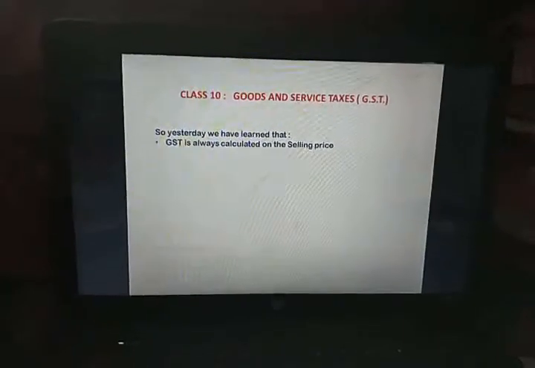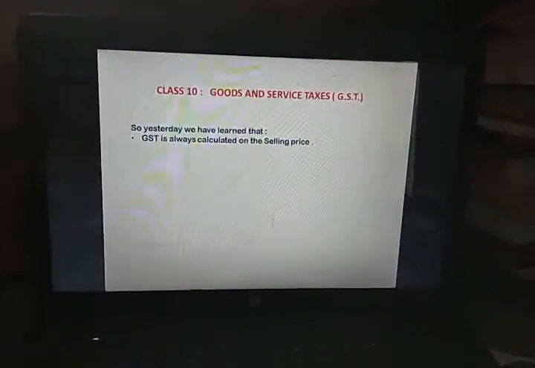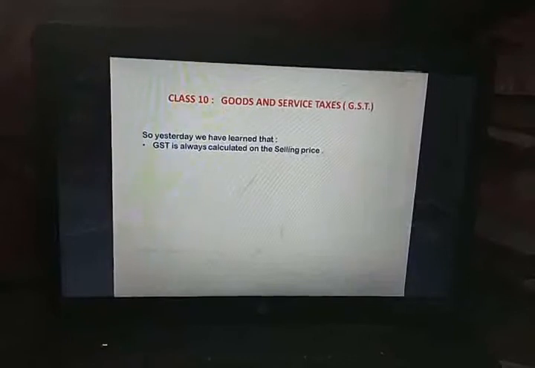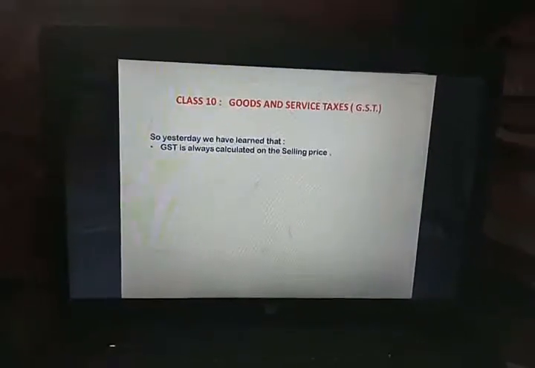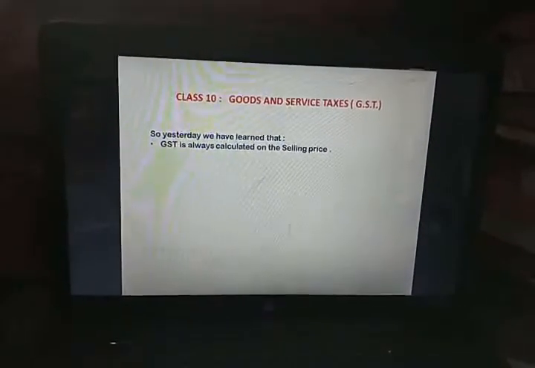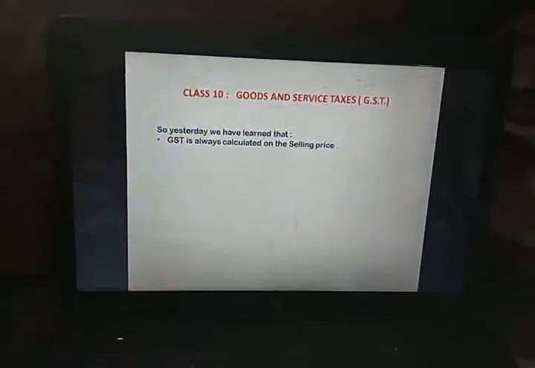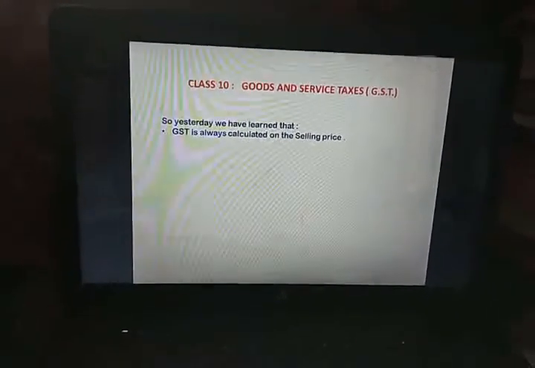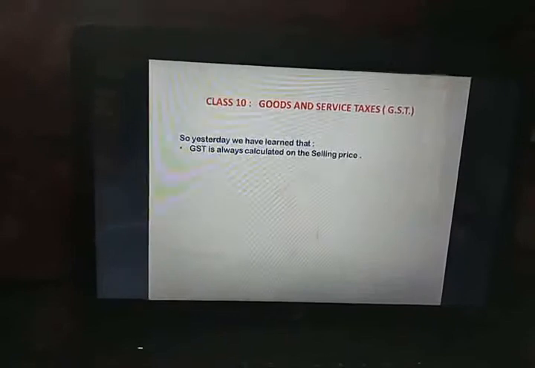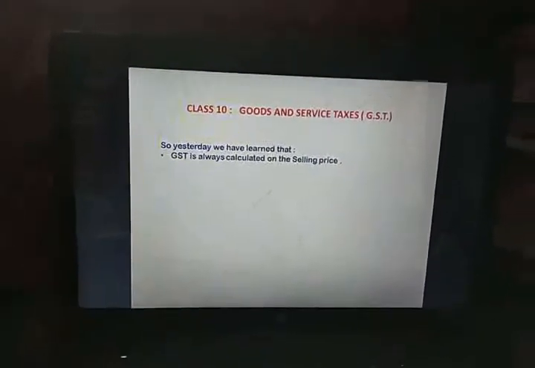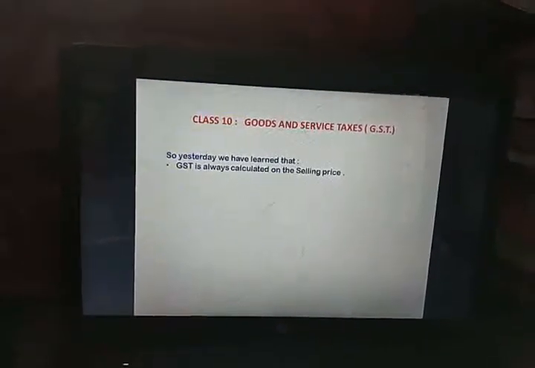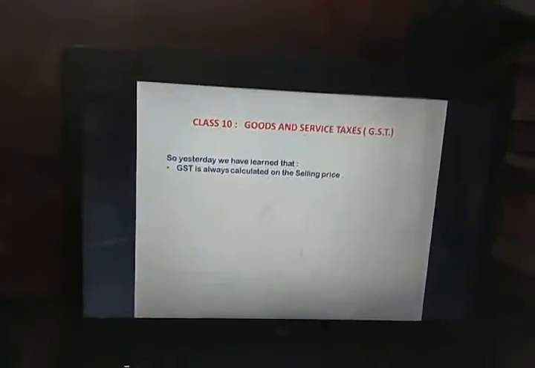Good afternoon, students. Yesterday we started the first chapter, Goods and Services Tax, GST. In yesterday's class, we learned that GST is always calculated on the selling price. And there were two different cases: one was intrastate transaction and the other one was interstate transaction.